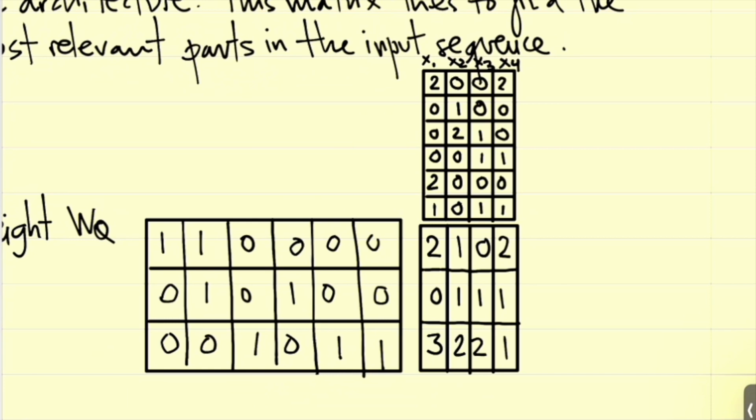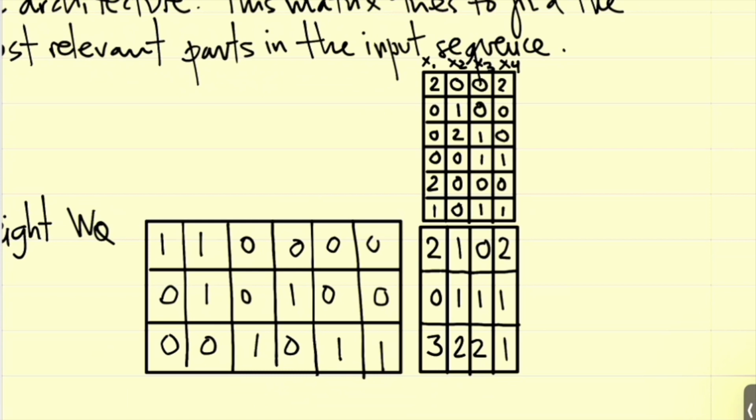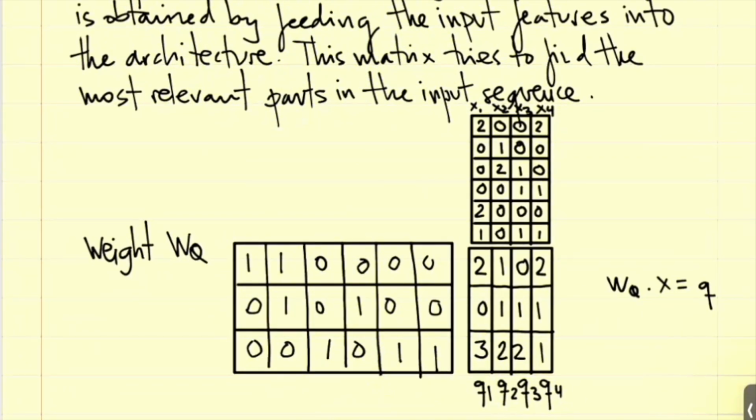Yeah, so that we called Q1, Q2, Q3, and Q4 is the result of multiplying our weights with the input. This is the weights, which we called query vector.